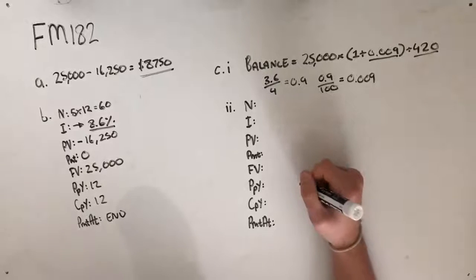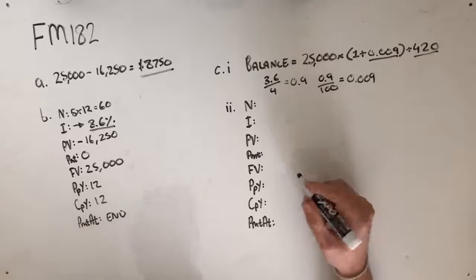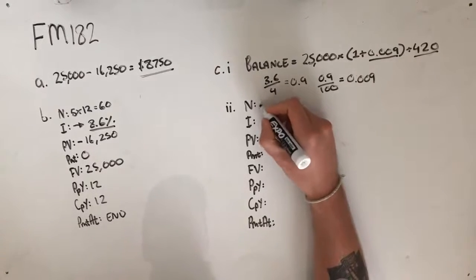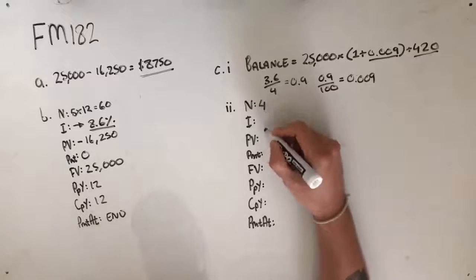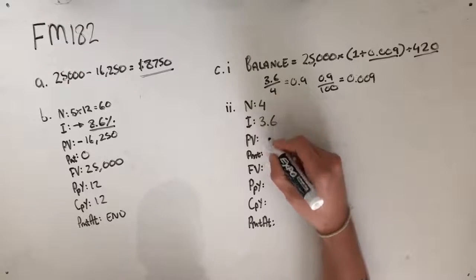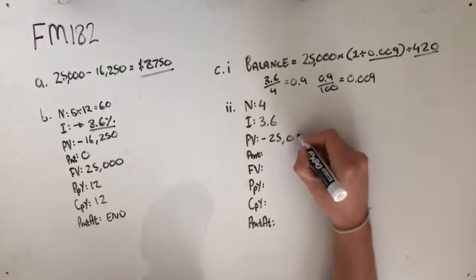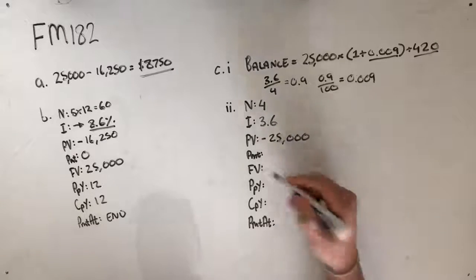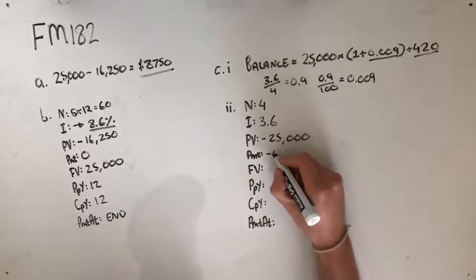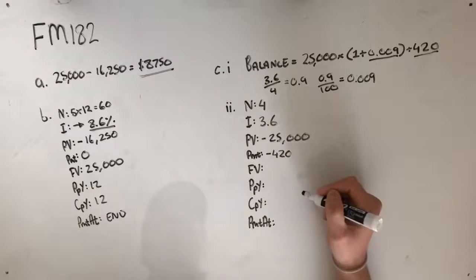Part II says, what was the account balance at the end of the year? Write your answer correct to the nearest dollar. So we know that at the end of the year, 4 payment and compound periods are going to pass. The interest rate that we've been given is 3.6%. The present value is going to be negative 25,000 because we're reinvesting that $25,000. Our payments, we're making additions of $420. So since it's leaving this couple, they're making additions into the account, it's minus 420.